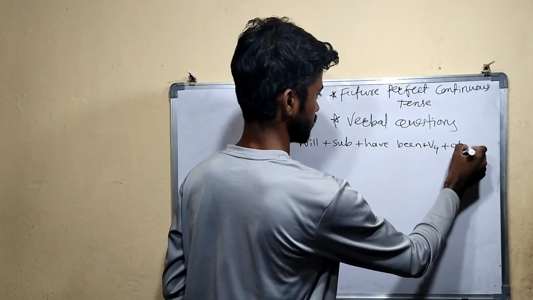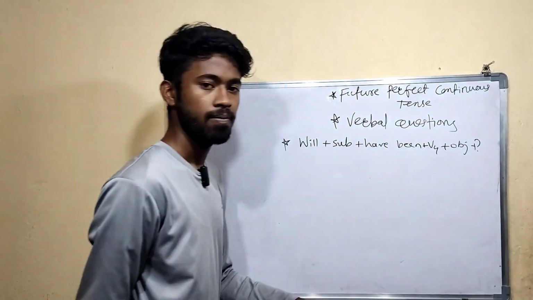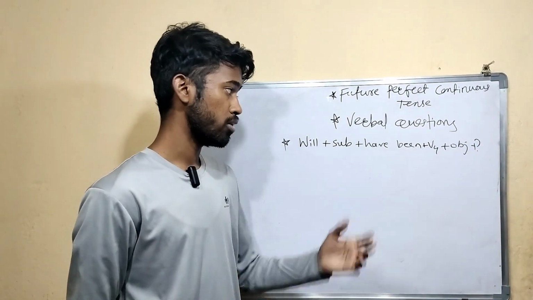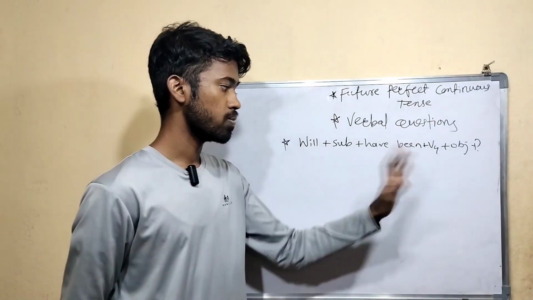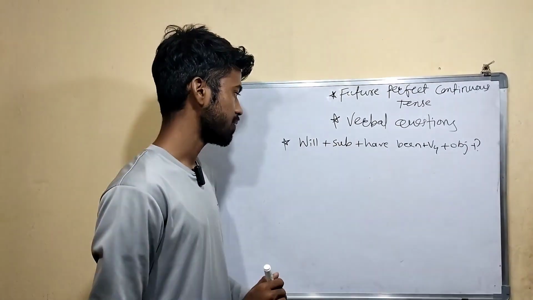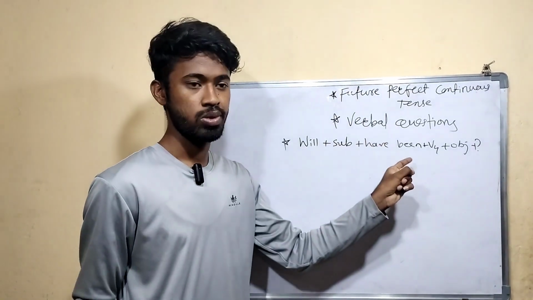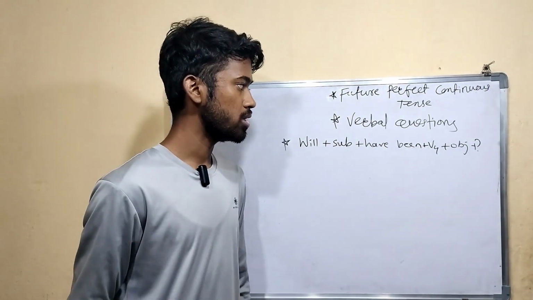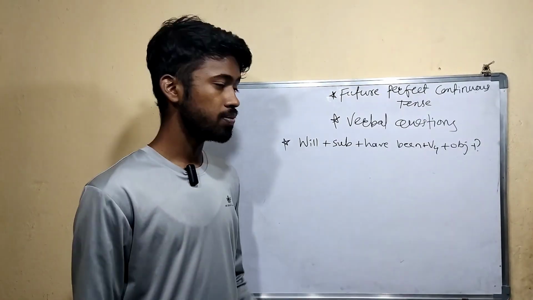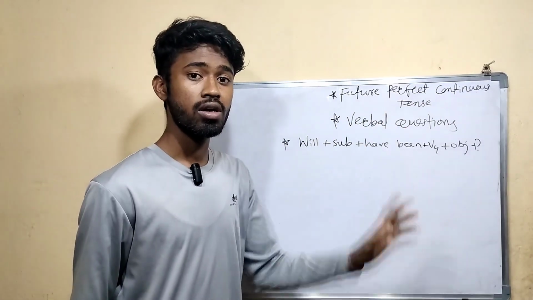So here, question mark at the last. Even if you don't write it, eventually you have to put the question mark at the end of any verbal question. Okay, now see the example. So you understood: will plus subject plus have been plus fourth form of verb plus object. This is going to be the structure for verbal questions in the future perfect continuous tense.